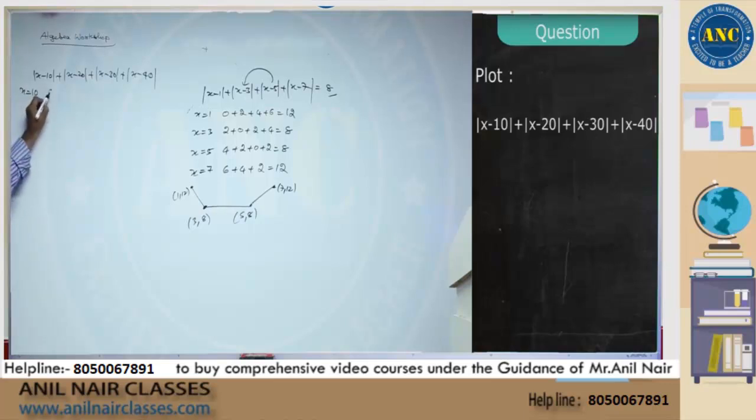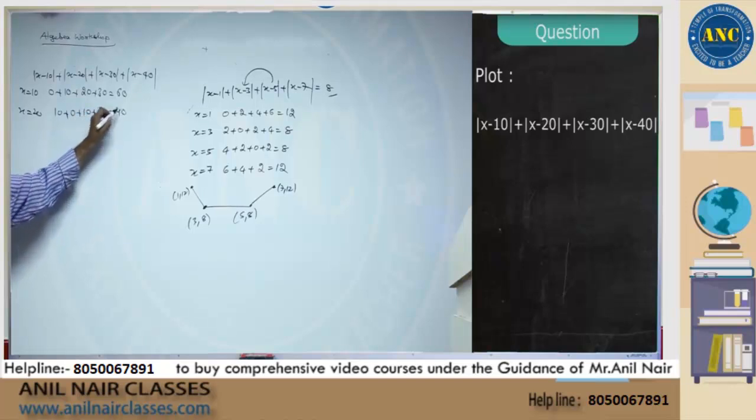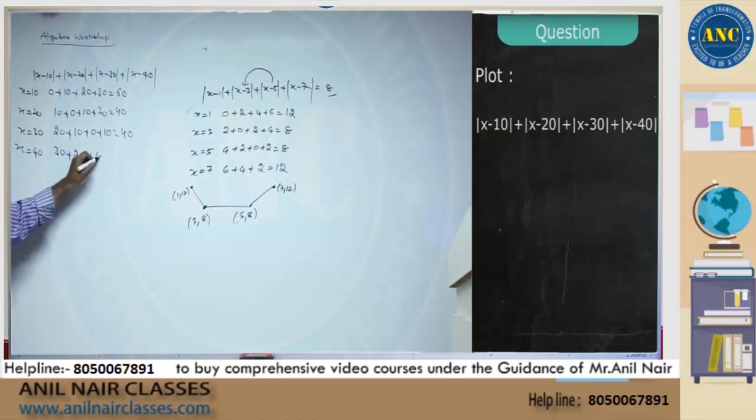x is 10. 10 minus 10, 0. This is 10. This is 20. This is 30. This is 60. x is 20. This is 10, 0, 10, 20. What is this value? 40. x is 30. 20, this is 10, this is 0, 10. What is this value? 40. x is 40. This is again 30 plus 20 plus 10. 60.